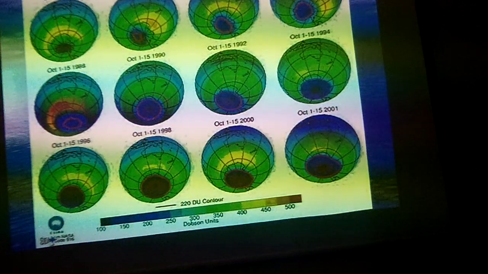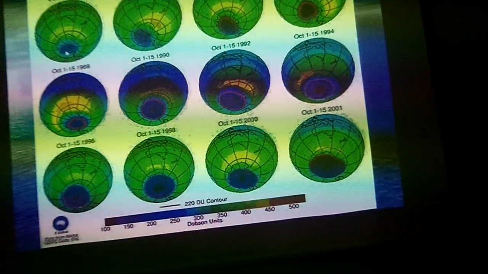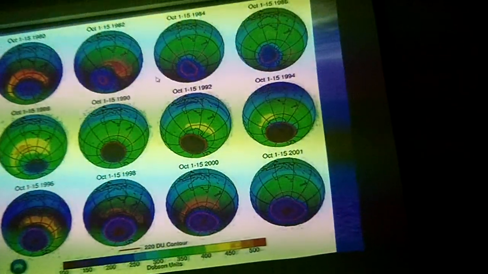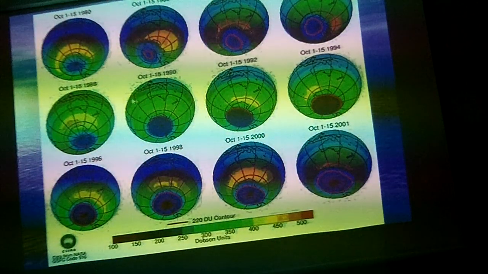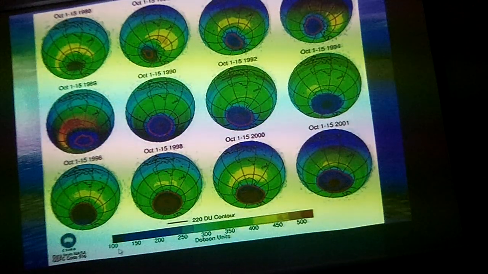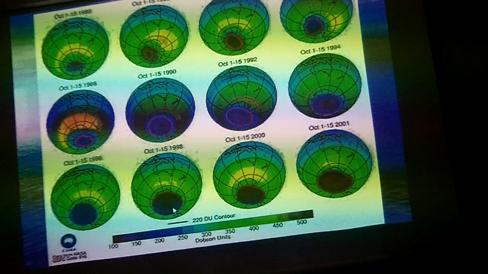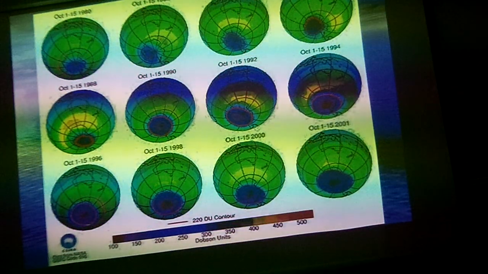This shows the size of the ozone hole. This dark area here is the ozone hole as it's gotten bigger from 1980 all the way to 2000. Does it affect animals that live there? It could, except for a couple of things.